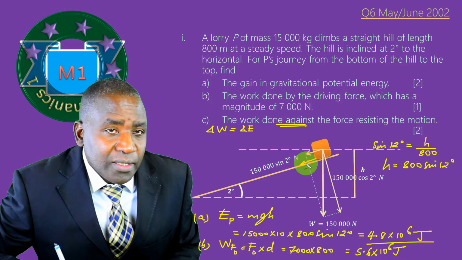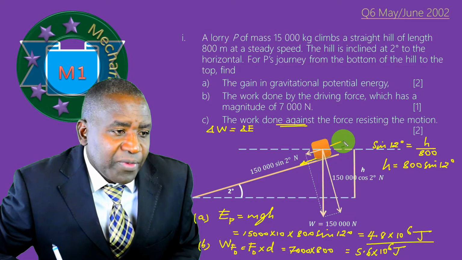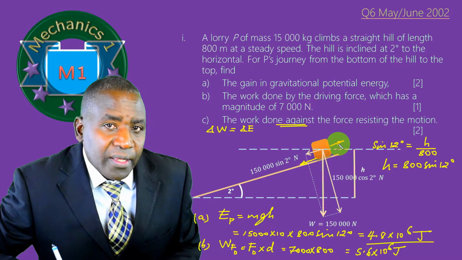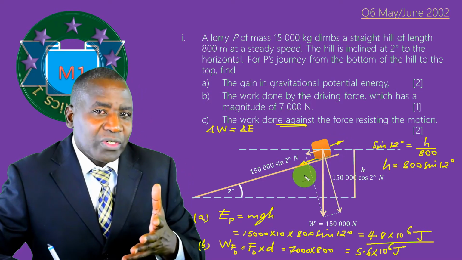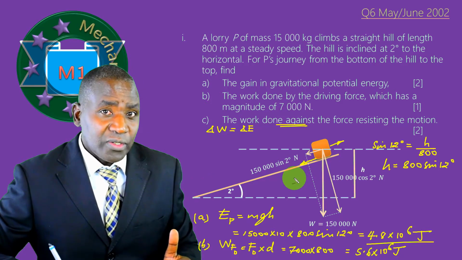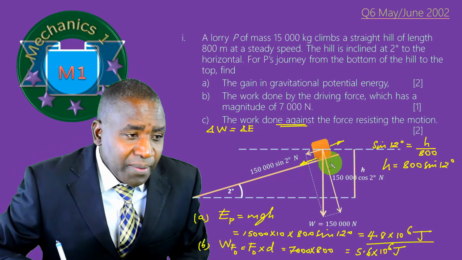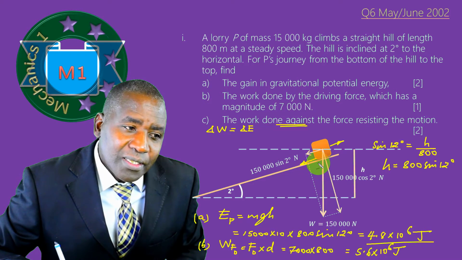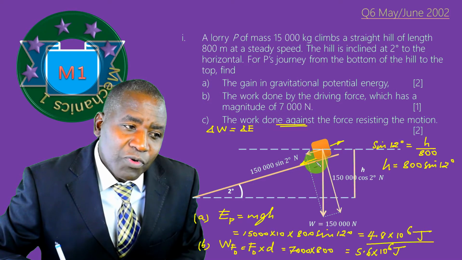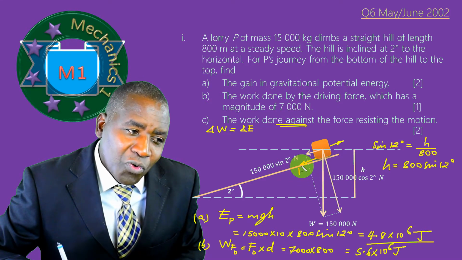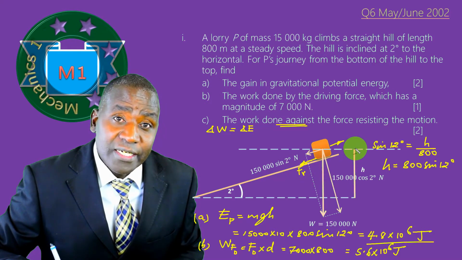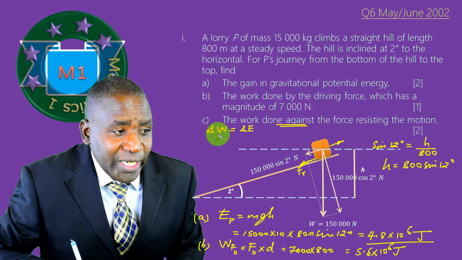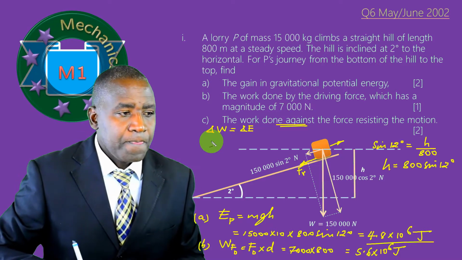How do I know that? I know that the lorry is moving up the incline. And the force which is resisting the motion must of course be acting in the opposite direction. So, the distance moved by that frictional force makes an angle of 180 degrees with it. So let's see how this one unfolds.